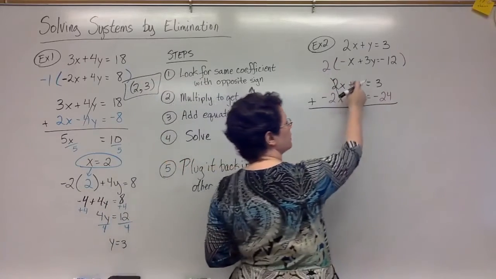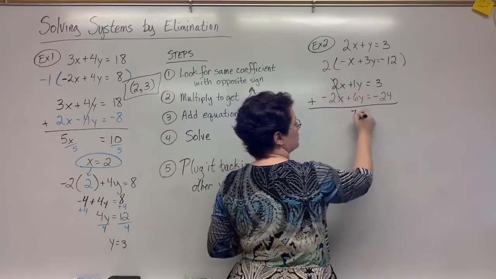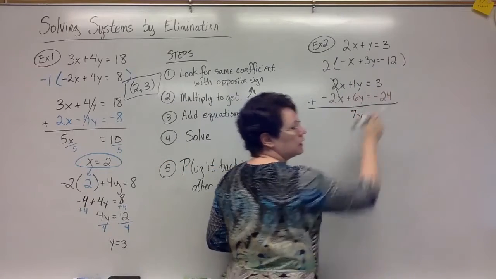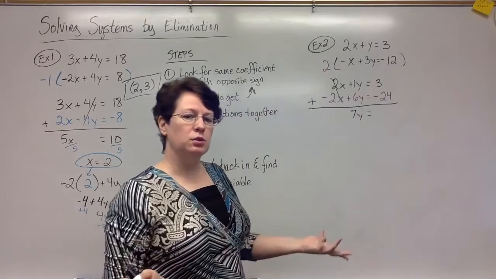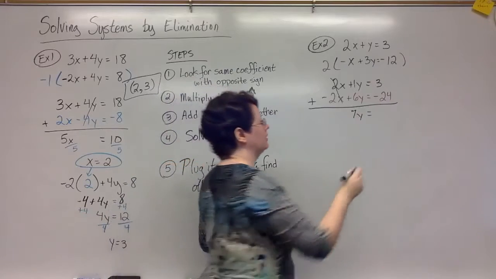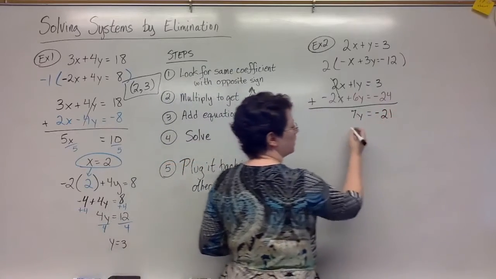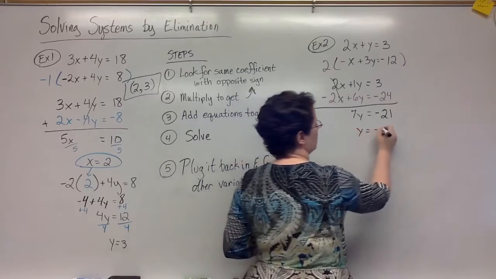So now we have the y's. 1 plus 6 is 7. So I have 7y equals. Now I have +3 minus 24. You got it. -21. Okay, so we're going to divide by 7. Y equals -3.